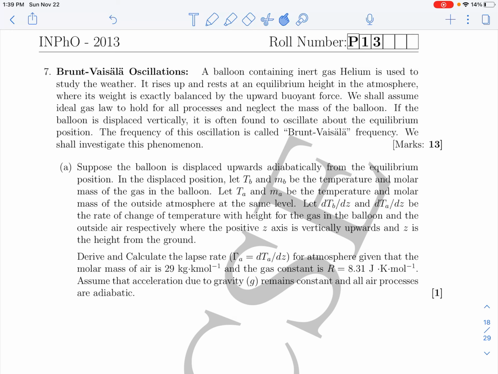Hello guys, today we're going to be discussing the solution to InPhO 2013 problem 7, which is about the Brunt-Väisälä oscillations. It's a nice problem and there are many parts to it, so expect this video to be slightly long, especially since this is one of the harder problems in InPhO. Anyways, we're going to go at this one step at a time.